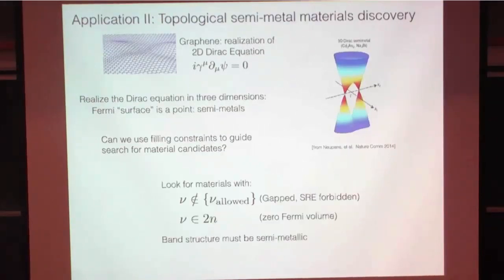So the idea is fairly simple. We need to look at materials which satisfy two things. So first, we want the filling of the material not to be allowed to be short-range entangled. All right, otherwise it could just be a band insulator. The other thing we do is we demand that the filling is actually even. The reason is if the filling was odd generically, there'd actually be a Fermi surface. But for these Dirac materials, we actually want a Fermi point. So if you can find materials which satisfy both of these, the band structure at least should be semi-metallic.